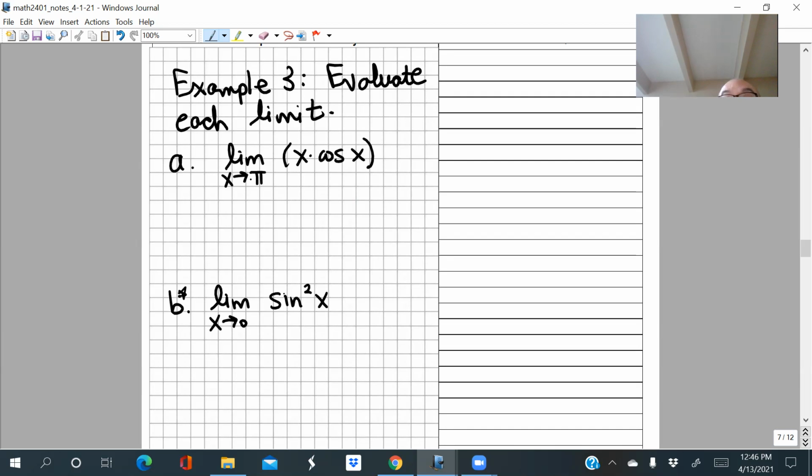So that, of course, includes pi. So again, this limit is easy to calculate. All you have to do is plug pi in for x. So you get pi times the cosine of pi, but you do have to remember what the cosine of pi is. What is the cosine of pi? Somebody remember that?